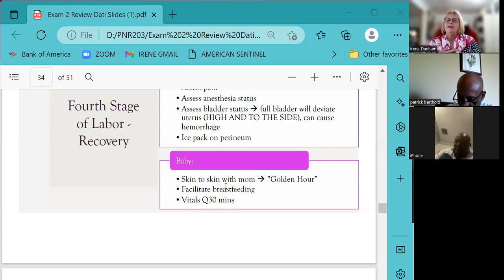And we call that the golden hour. It's a wonderful time to facilitate the bonding. It also facilitates breastfeeding. And the baby, they are so smart. As soon as they come out, they have the sucking reflex. That's one of the important reflexes that a baby has. They can breastfeed right away, which I love because that stimulates her pituitary to produce more oxytocin.